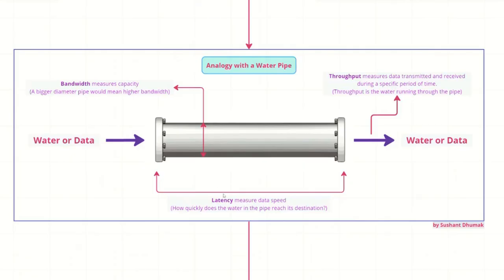And we have also seen that latency is that water going from one end to the other, maybe in a second, maybe in a minute. So that will be the speed of water. Similarly, we can measure data in the same way, how quickly data can be transferred from one location to another location. This is an example and analogy just to make our mindset clear, so we can look at bandwidth, throughput, and latency.